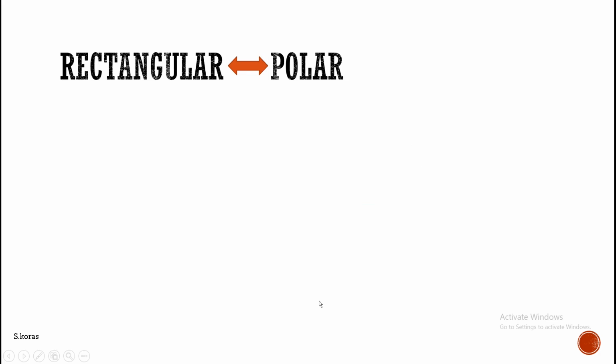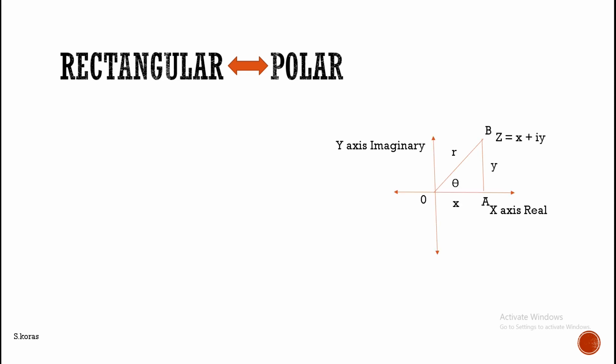How to convert rectangular form into polar form? Already you know what is a rectangular form and you know what is polar form. Now it is our duty to convert a rectangular form into polar form as well as a polar form into a rectangular form. For that, let us consider complex number z is equal to x plus iy.